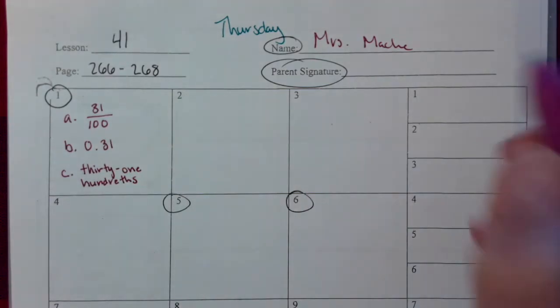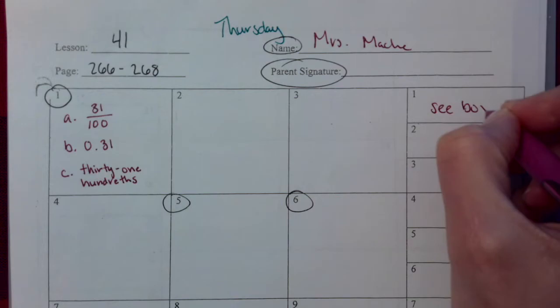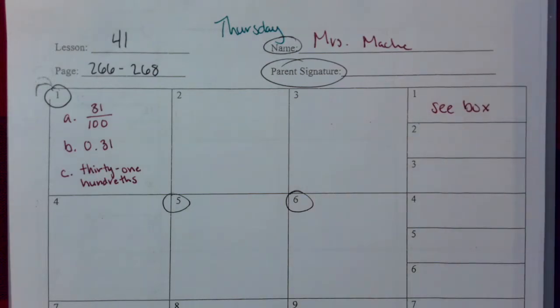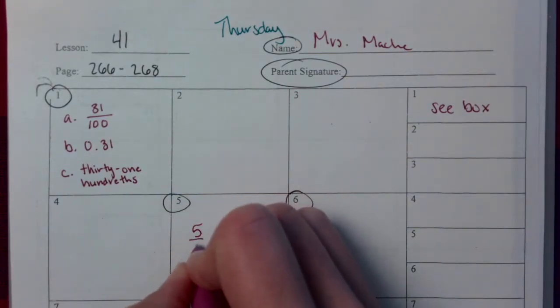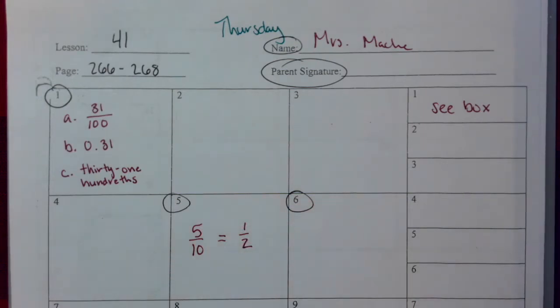All right. That's a good one for C box. Number 5, use digits in a comparison symbol to show that the decimal number 5/10 equals the fraction 1/2. So we have to write 5/10 equals 1/2. And that's it.